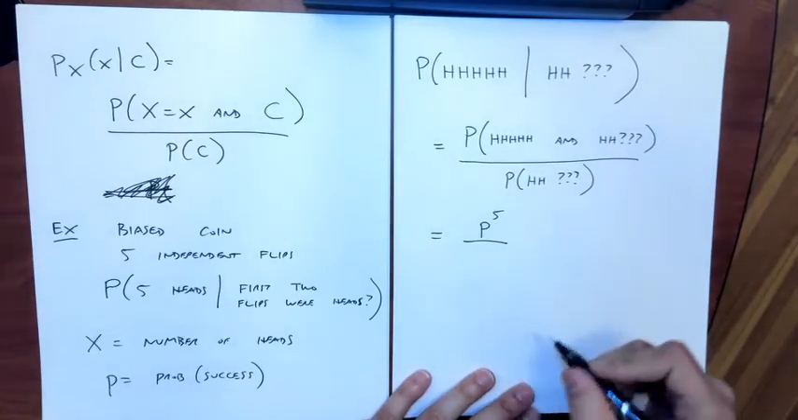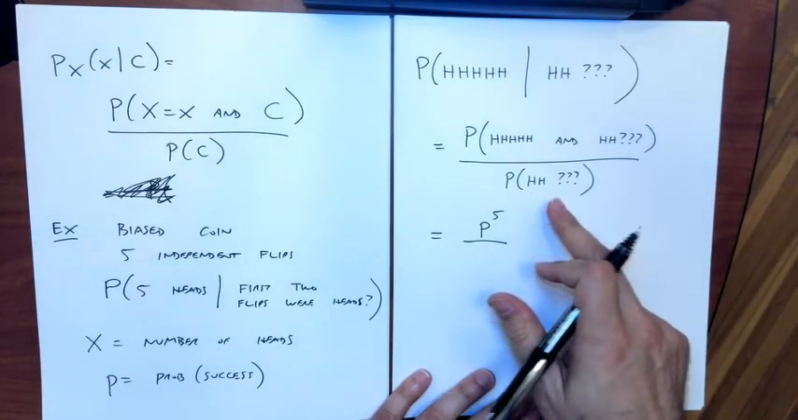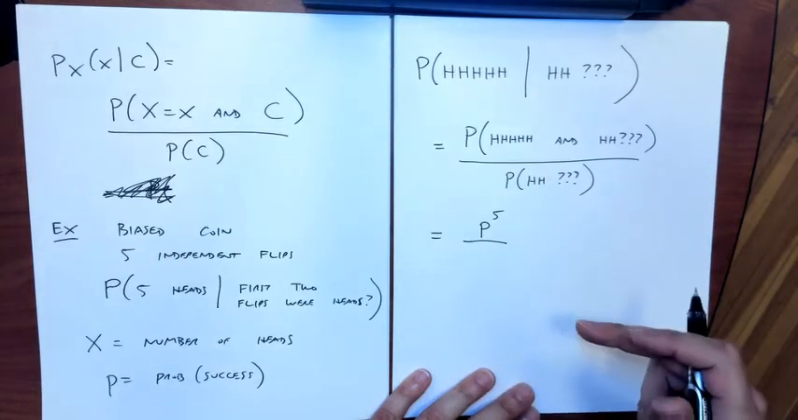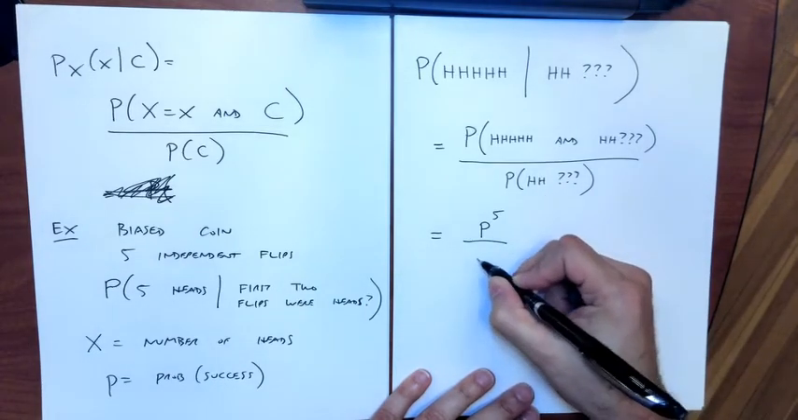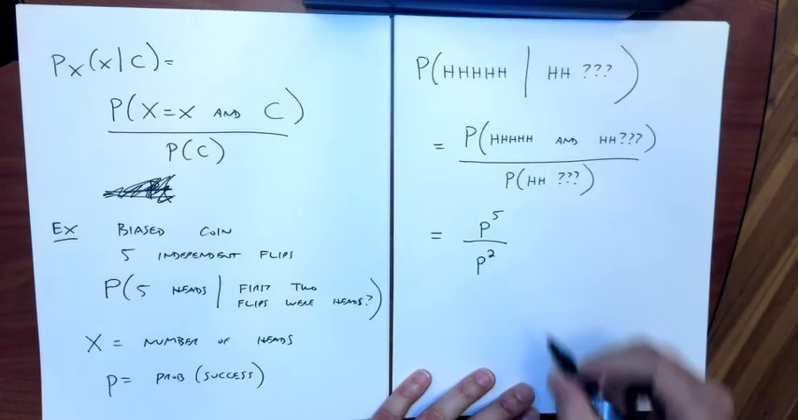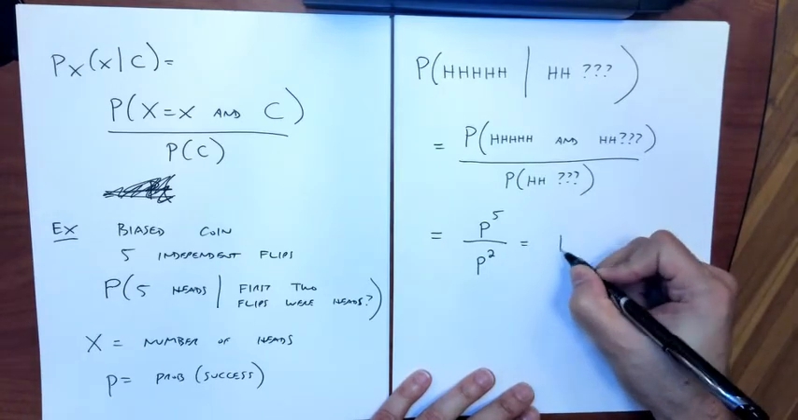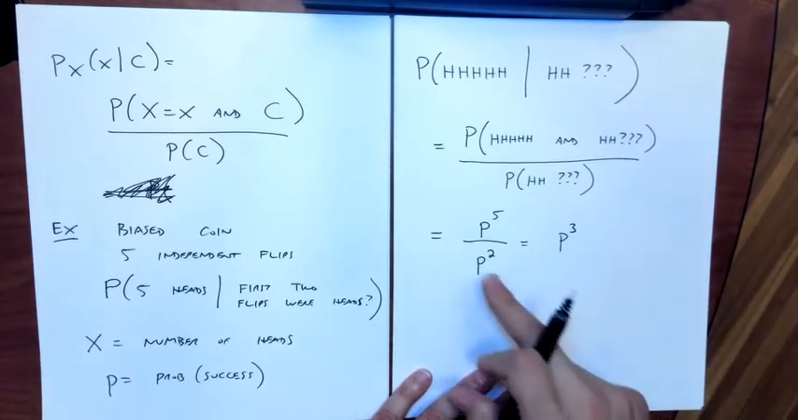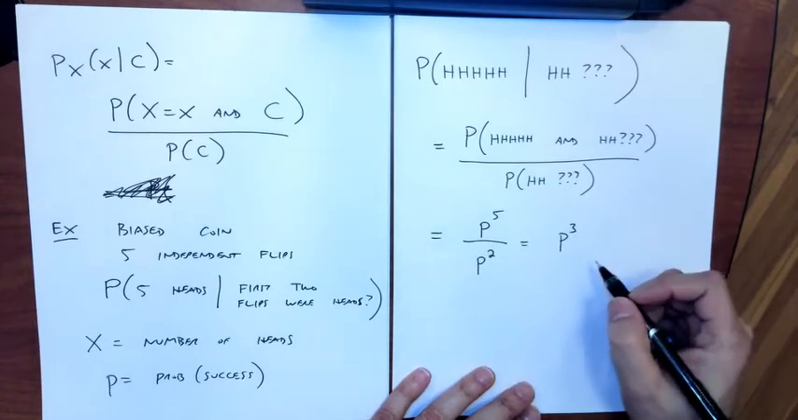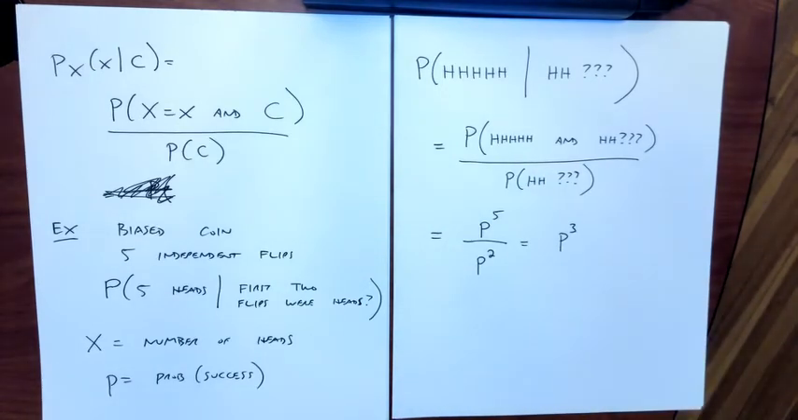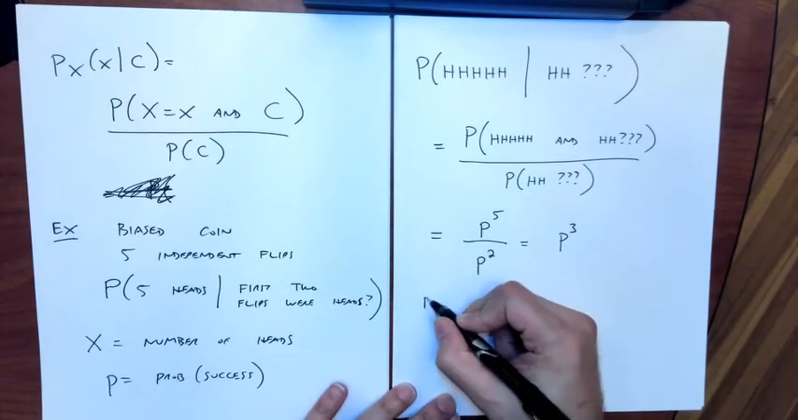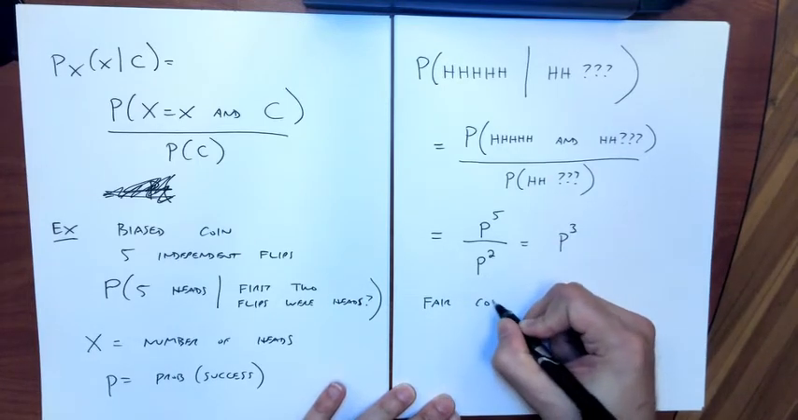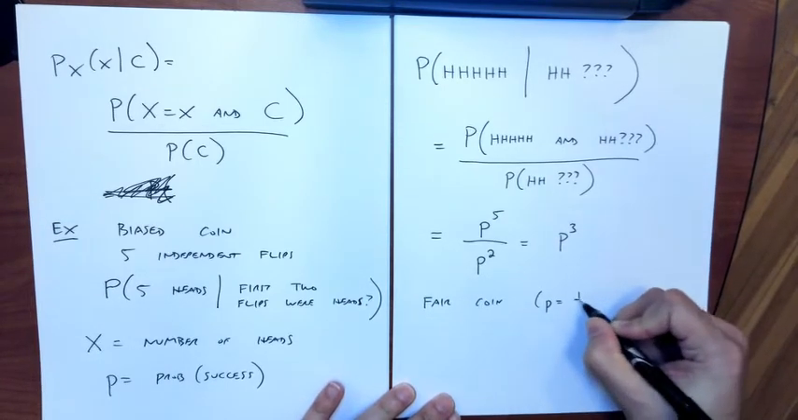The probability on the bottom is the probability that I got just 2 successes, and I don't know what happens next. So it's like saying I got 2 successes. So the probability that I got this given that is p cubed. So say I have a fair coin, that means p equals a half.